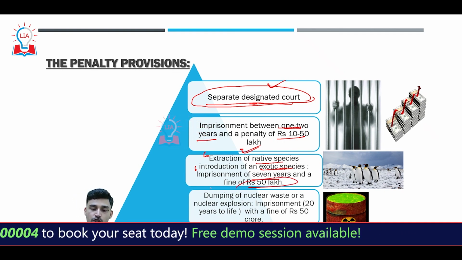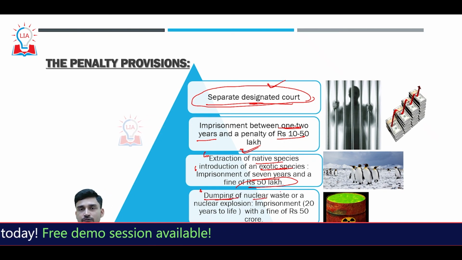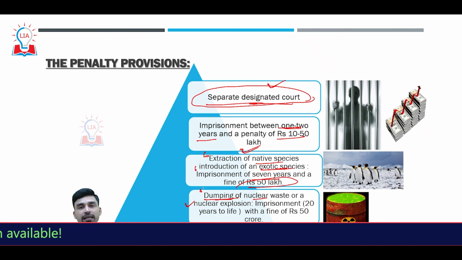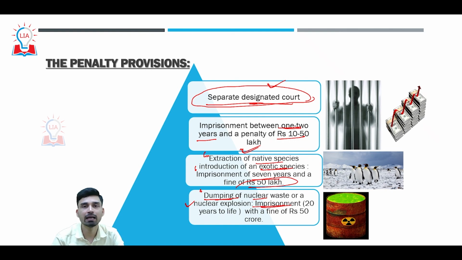While the most severe punishment will be dealt in the case someone is involved in dumping of nuclear waste or participating in any kind of nuclear explosion. In that case, the penalty can be life imprisonment, or a minimum of up to 20 years, while a minimum fine of rupees 50 crore will be levied.